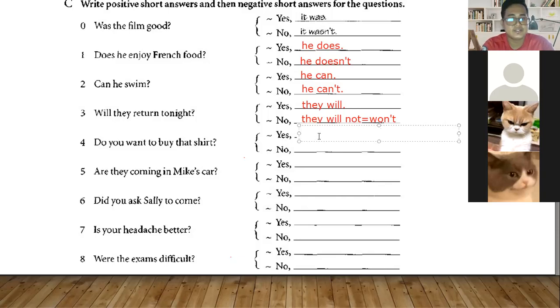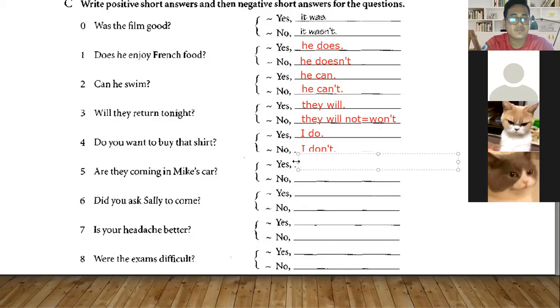Yes, I do. No, I don't. Are they coming in my car? Yes, they are. No, they aren't. Next.